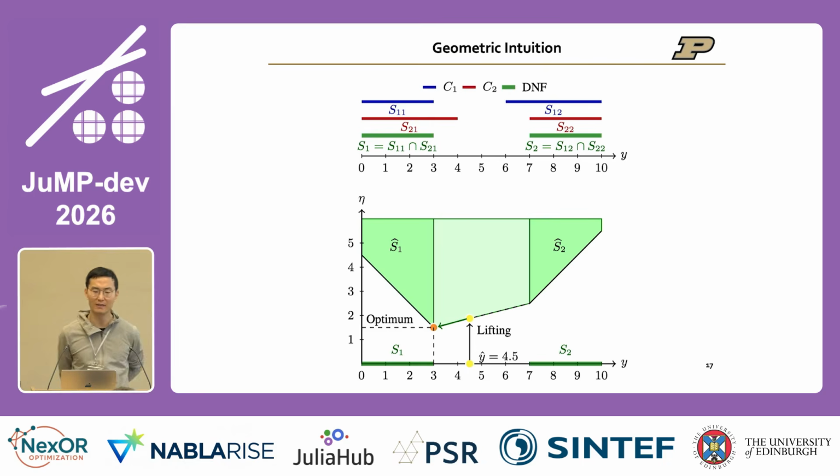To give you a little bit of geometric intuition, let's say we have two disjunctions in 1D. If you do the disjunctive normal form of these two disjunctions, you end up with this disjunctive normal form in the green region, okay? So we are not directly taking the convex hull of these two regions. Instead, we are taking the convex hull in the lifted space, right?